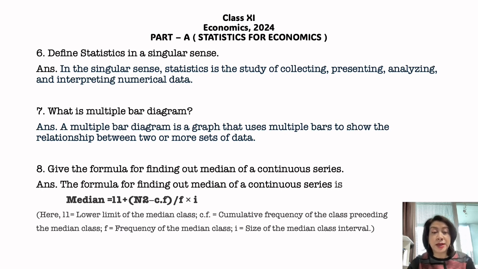So we will have to write down the formula for continuous series. So we know that median is equal to L1 plus (N/2 minus CF) that whole thing is divided by f into i. Now L1 we know that it is the lower limit of the median class. CF is cumulative frequency of the class preceding the median class. f is the frequency of the median class and i is the size of the class interval.